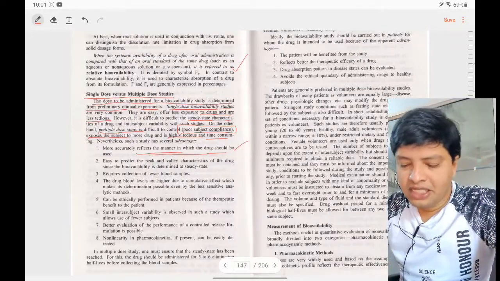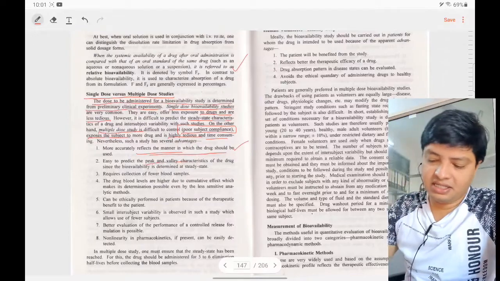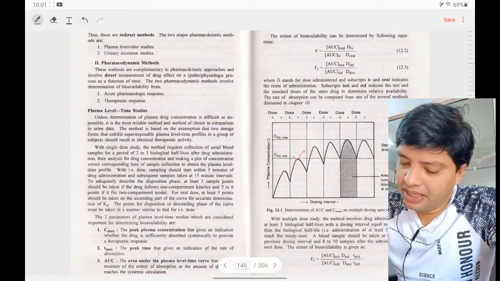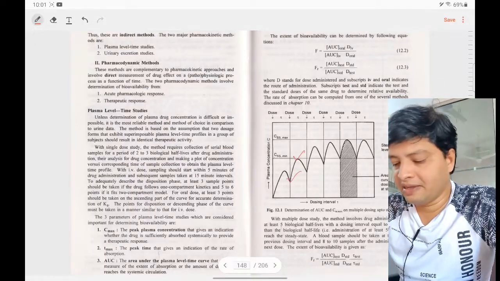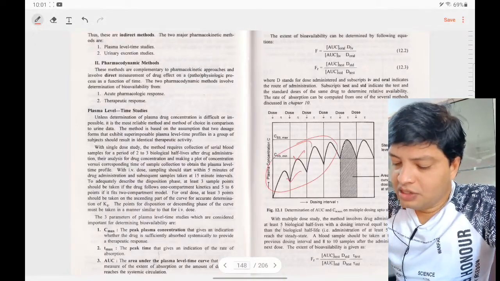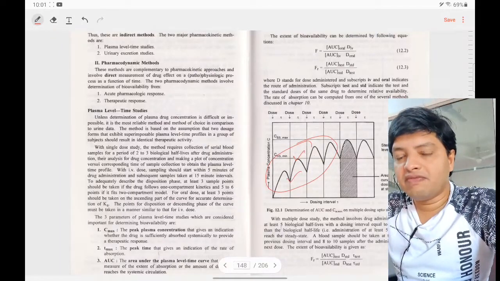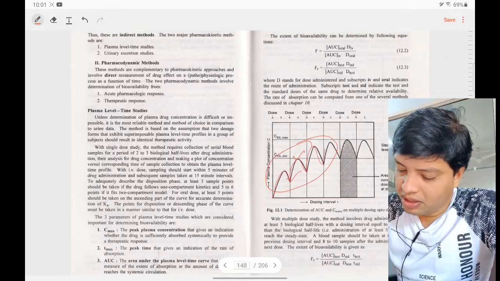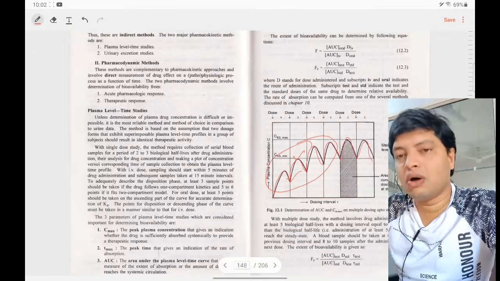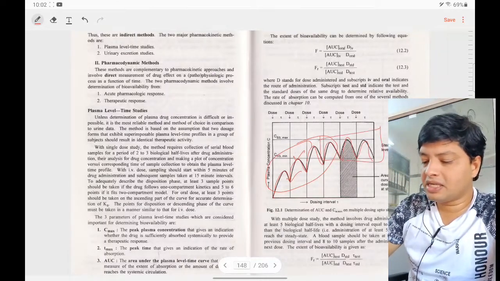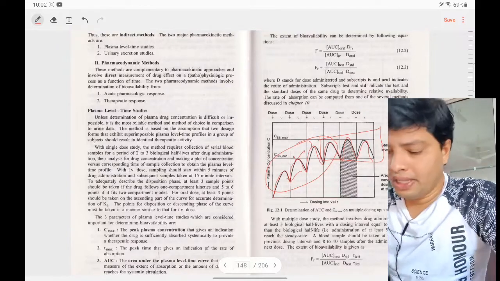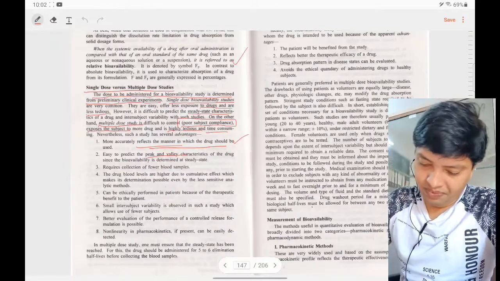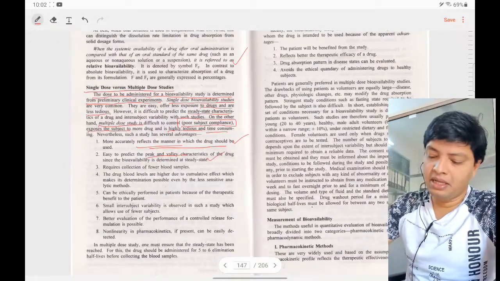Next is it is easy to predict the peak and valley characteristics. Why? I will show you one thing. This is the peak characteristic and this is the valley characteristic. So it is easy to study the peak and valley characteristics if you are giving the drug in multiple doses. See here, I have given the first dose, second dose, third dose, fourth, and so on. So here you are going to get the steady state. That's what this point is saying, to determine the steady state.